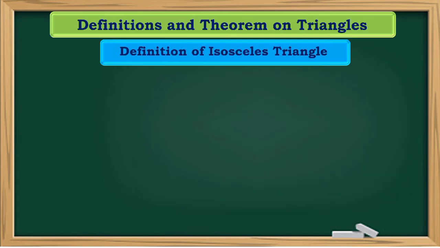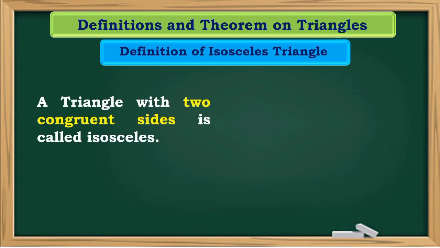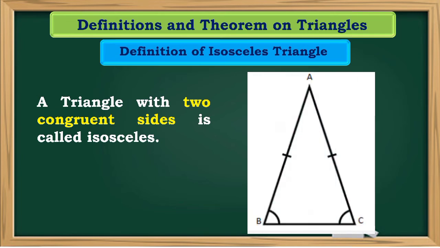Next, we have the definition of isosceles triangle. A triangle with two congruent sides is called isosceles. So I have here a figure. We have triangle ABC. As you can see, two of the sides are congruent. Only two of the sides of the triangle are congruent. We have the sides BA and AC.